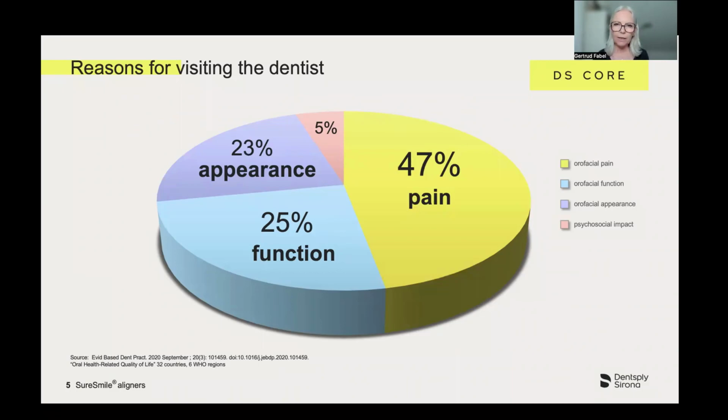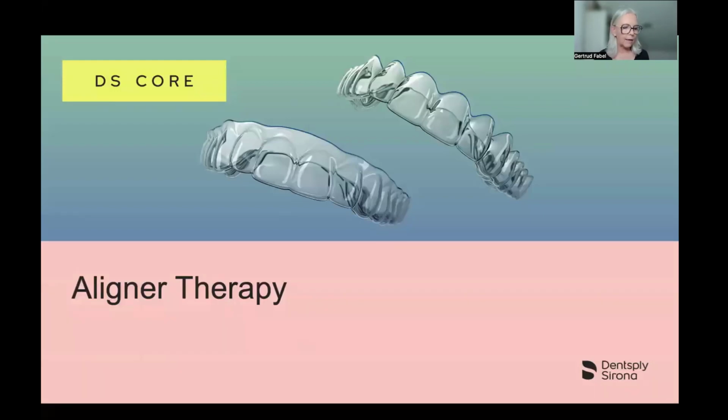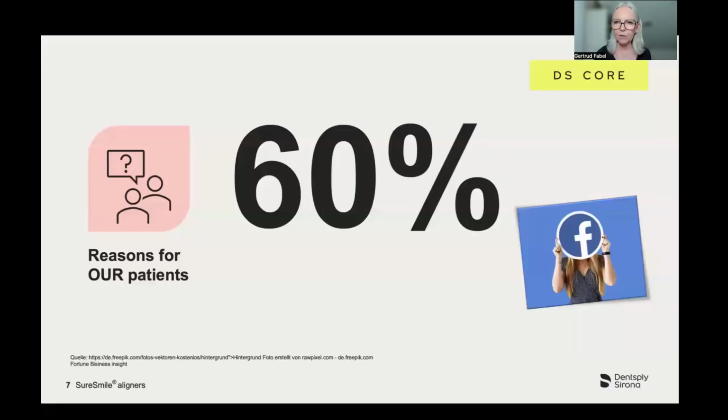Well, mostly it might be a combination. Maybe one of the family members or a friend is already wearing aligners, so that the wish also to improve the smile becomes bigger and bigger until patients show up in our practices.